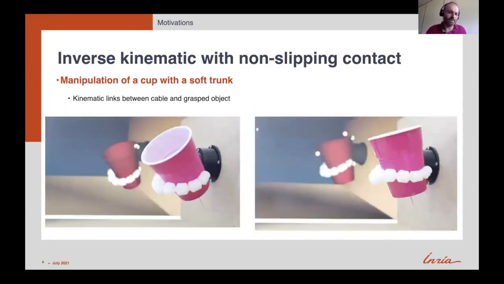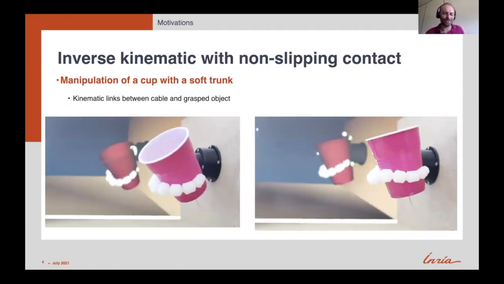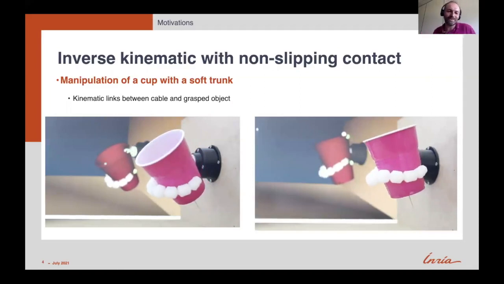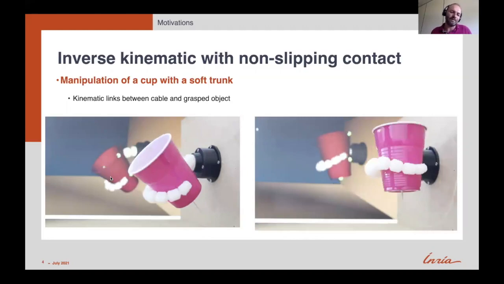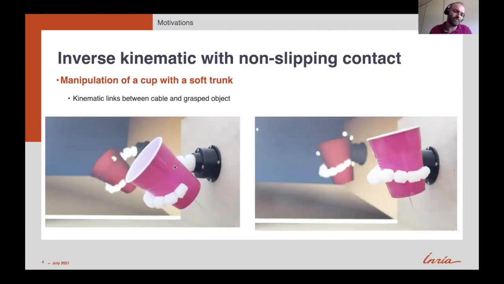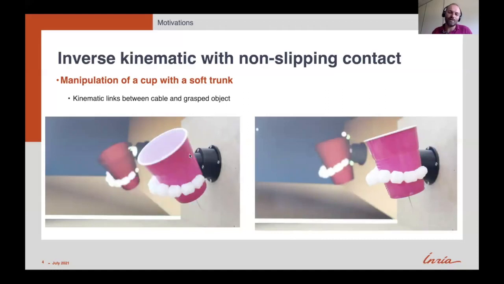Let me present the output of this work. The output is having this cup, and you see that you can control directly the motion of the cup inside the trunk. When you want to move this cup of coffee, you find out how to change the length of the cables inside the trunk to manipulate the cup.